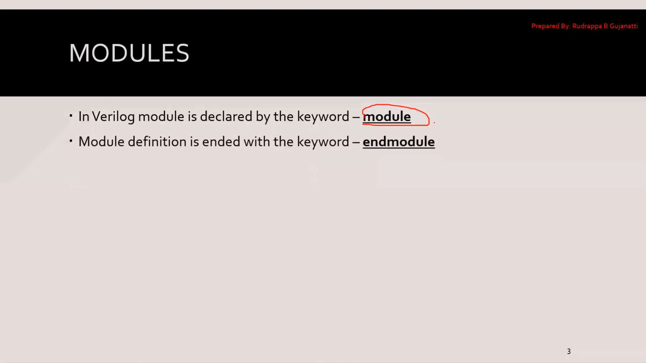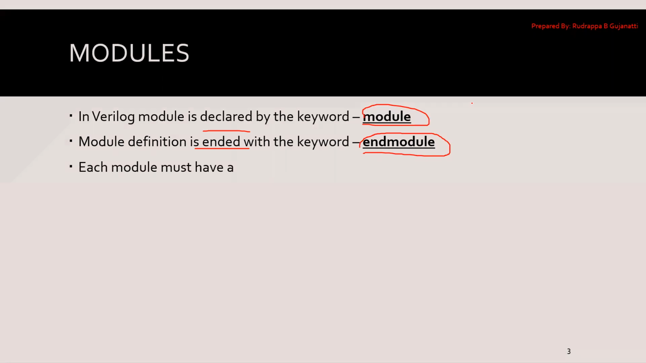Next we discuss how modules are defined. Modules are declared with the help of the keyword module. And if I want to terminate or end the module, I make use of the keyword endmodule. So this is how I declare a module and end the module. These are the keywords I will be using.